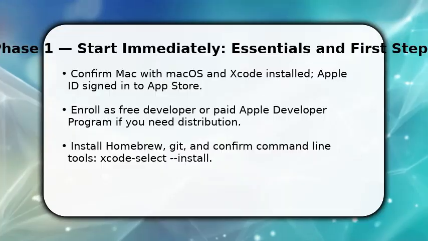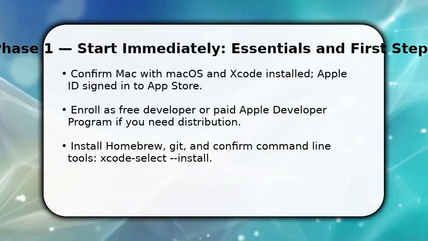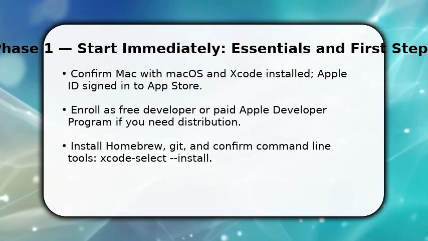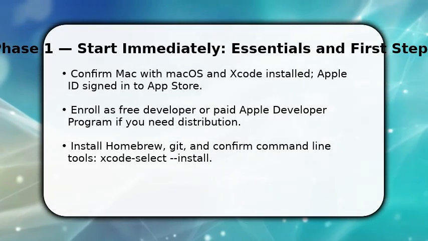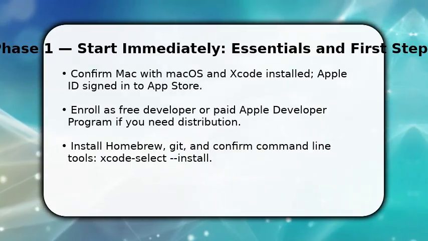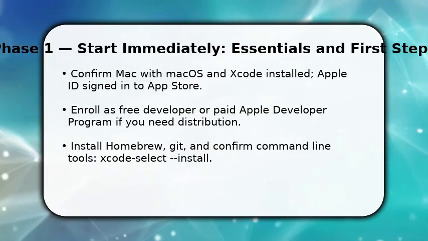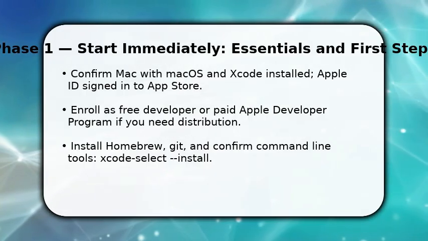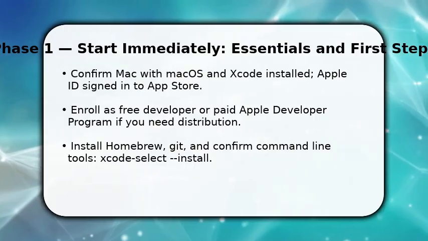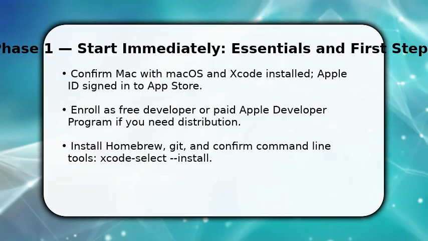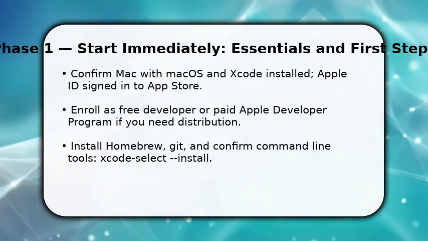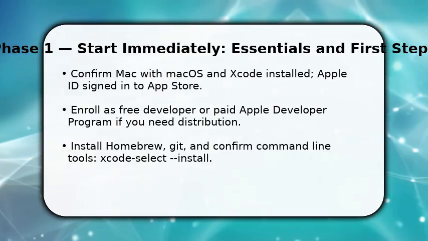Enjoy the video. You start by ensuring core prerequisites are done. This prevents roadblocks later. Sign into Xcode with your Apple ID and decide now whether you need paid Apple developer enrollment for distribution. Once signed in, install Homebrew and Git and run xcode-select --install to get command line tools. This makes building and signing easier. Make sure your Mac is updated and Xcode launches.